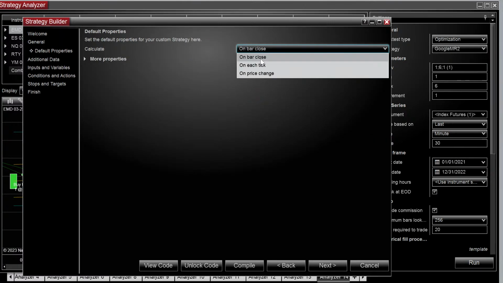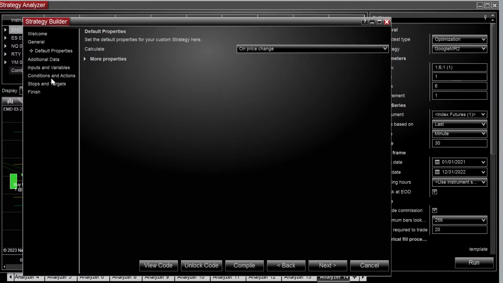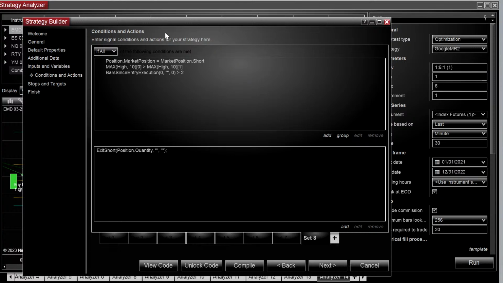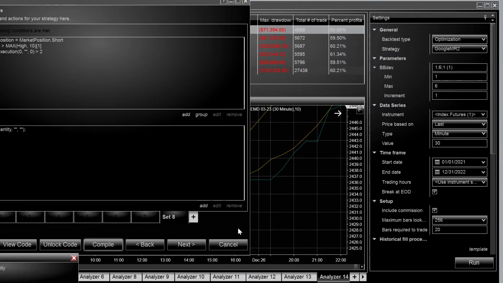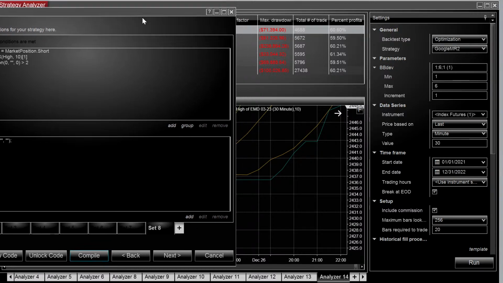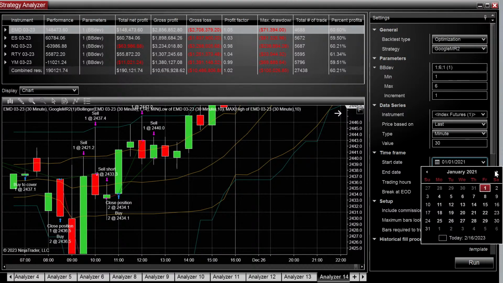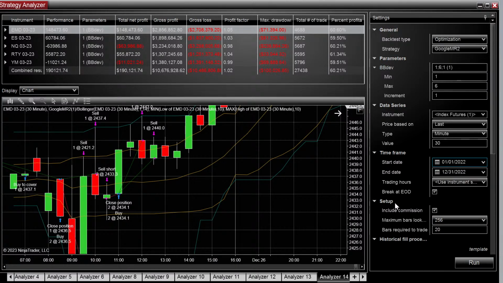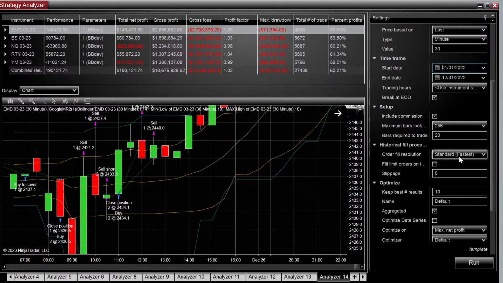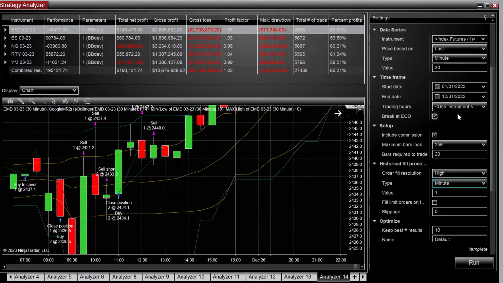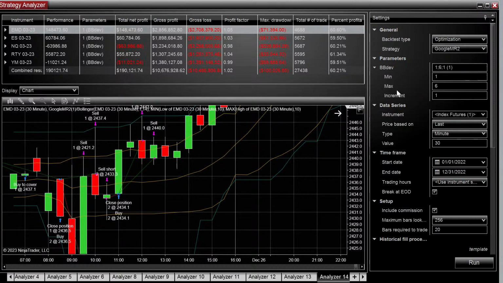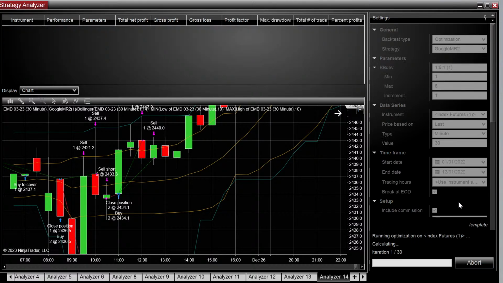So we're going to do on each, we'll do price change. Going to take it down to just 1 year. Make the resolution, we'll keep it on 1 minute. I need to make sure that it's going to execute the way I want it to.